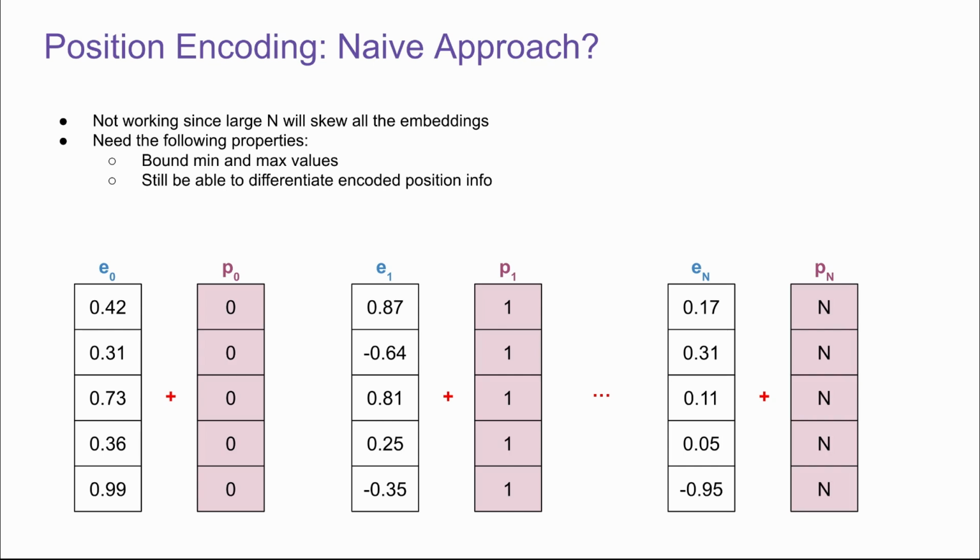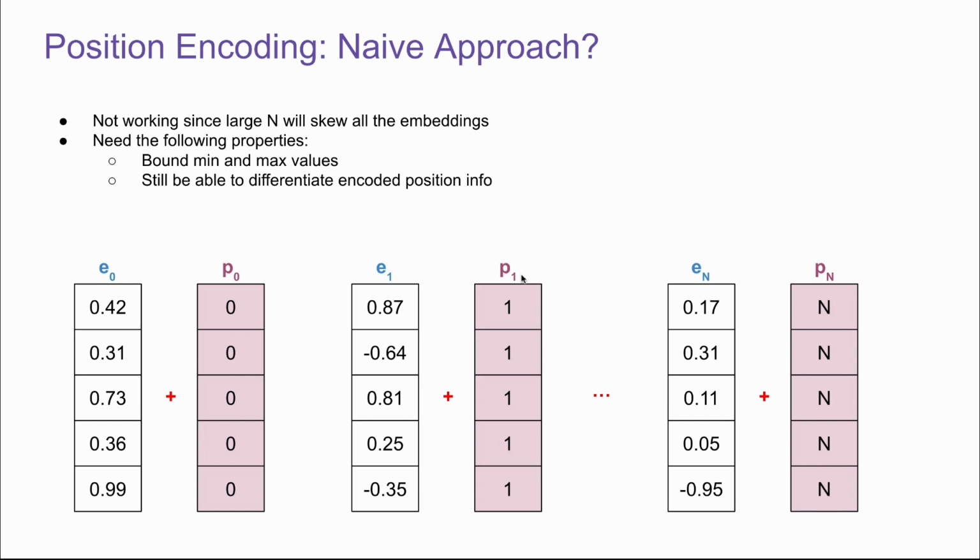A naive way is, okay, we need another embedding for position. The most naive approach is we just put the position of the word as the embedding, right? For example, E0 stands for the word embedding for the first word, and P0 stands for the position encoding for the first word. Because it's the first word, the index is 0, so P0 will be all 0.